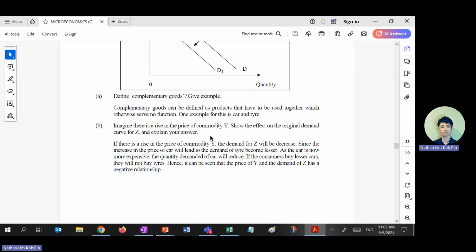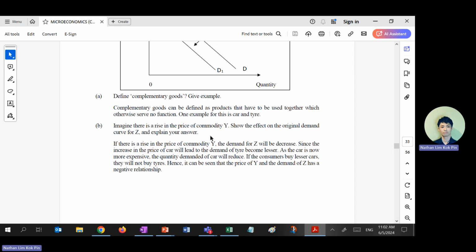Right. So for example, if there's a price change of commodity Y, show the original demand curve for Z. So show it here. A lot of, not a lot, 30% of students never draw it inside the diagram, right? Because you always think that there's only one question inside the question. There are actually two questions inside the same question, right? First of all, is show. So 30% of you never show. Second, explain. 30% of you never explain because you thought they are only showing, right?